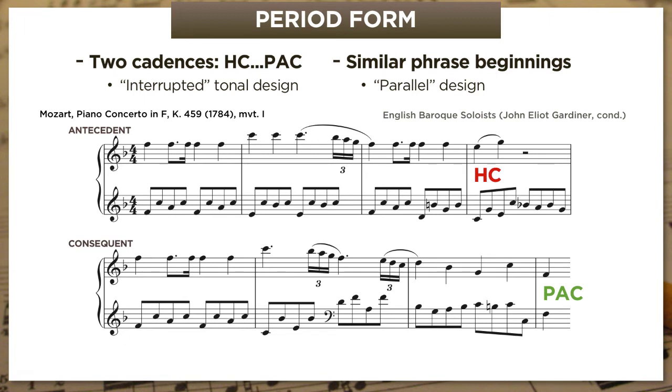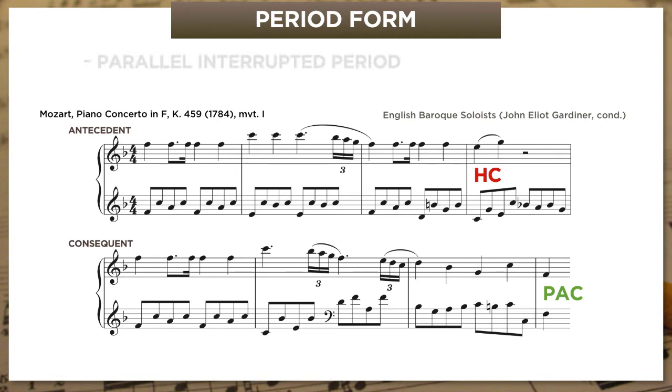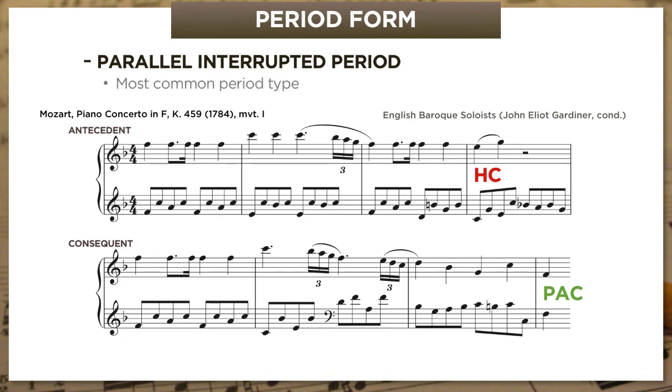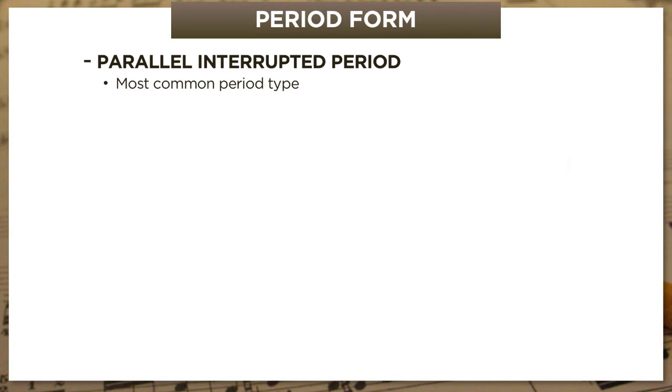These two excerpts are examples not just of periods, but of a special kind of period called a parallel interrupted period. Parallel because the opening of the two phrases are identical, interrupted because we start at the tonic, we get to a half cadence, then we restart on the tonic and head to a full cadence. It's probably the most common type of period in the classical style, so for good measure, let's hear just a few more of these before we look at a few other period types.